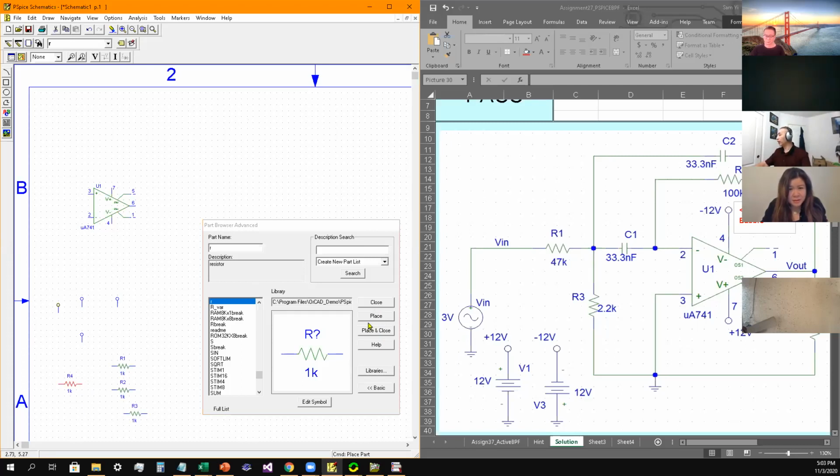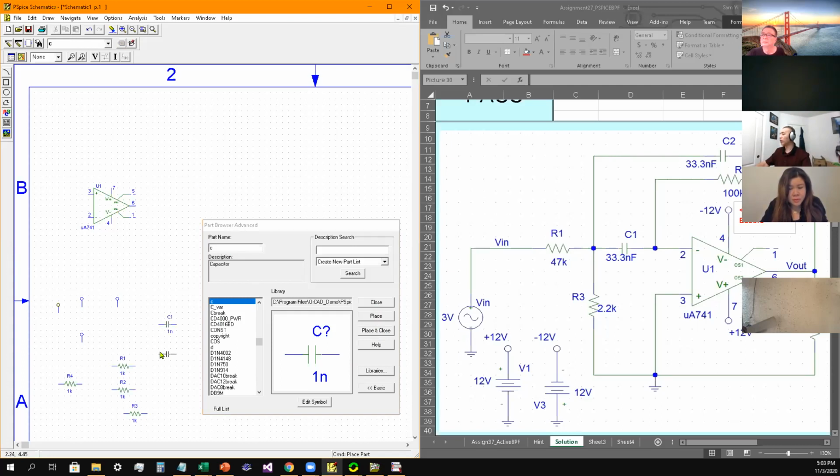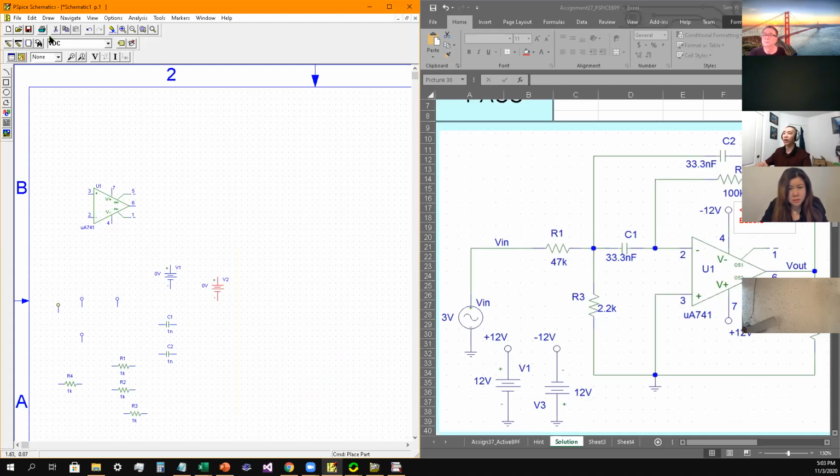Next thing is the capacitors. 1, 2 capacitors. C for capacitor, place. So 1, 2, and then we've got VDC. We've got 1, 2 of those. So VDC, place. 1, 2. Oops, close that.